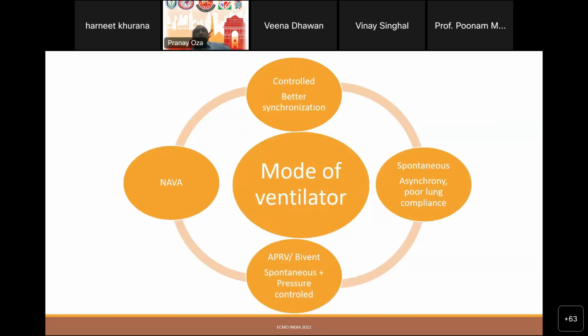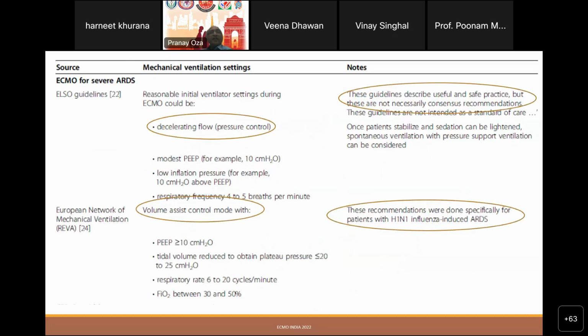But the controversy is the mode on ECMO. There is still a lot of controversy about what should be the mode of ventilator we should use, whether it's control mode versus spontaneous mode versus BiVent or APRV versus NAVA. So there are a lot of controversies about this mode. And we found that same controversy with the guidelines again.